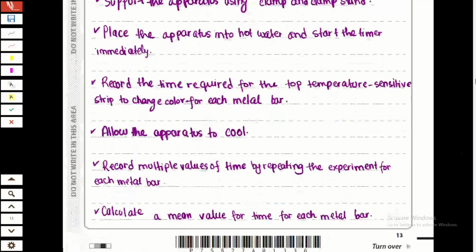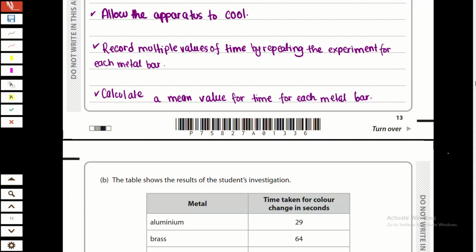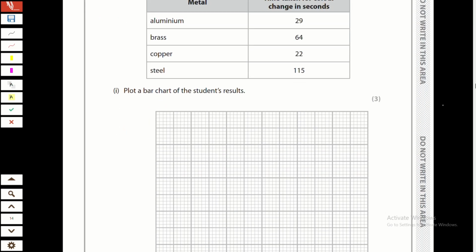That's the setup for this particular experiment, and this is the method. I hope you have understood this one. Okay, moving ahead, the table shows the results of the student's investigation. The student has determined the time for the color change to occur in seconds. For aluminum, it's 29 seconds. For brass, the corresponding time is 64. For copper, it's 22. And for steel, it's 115.